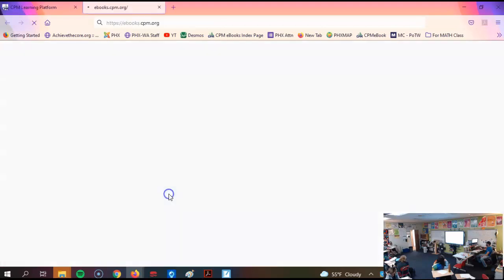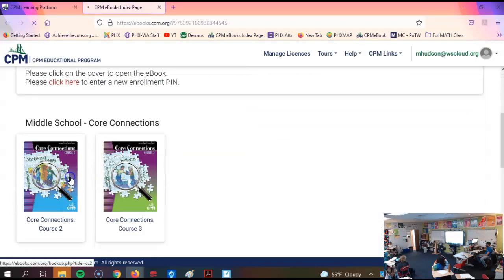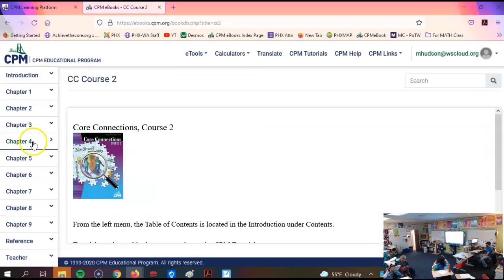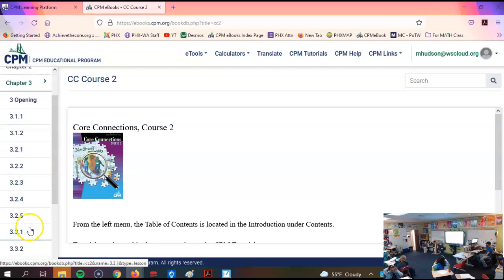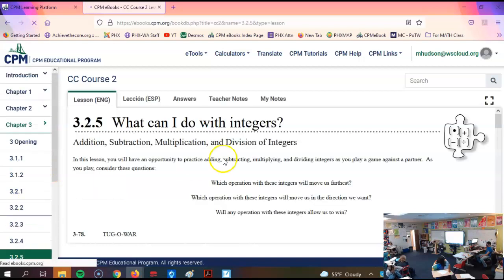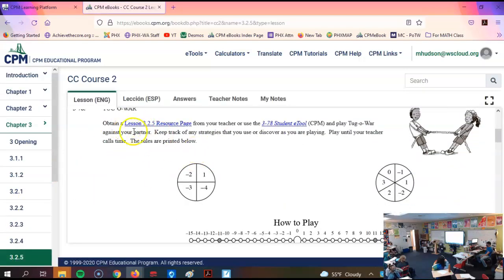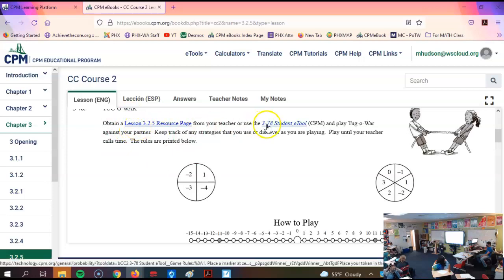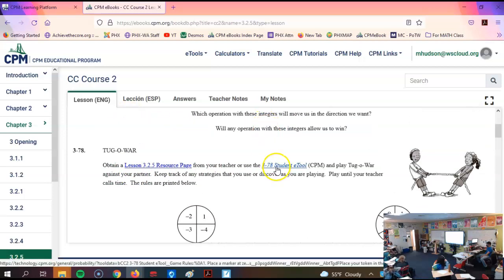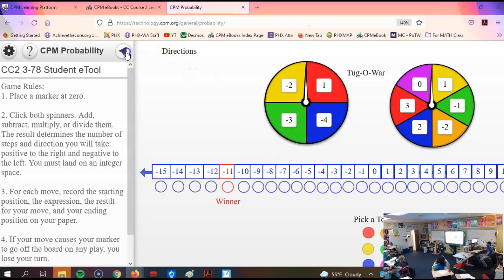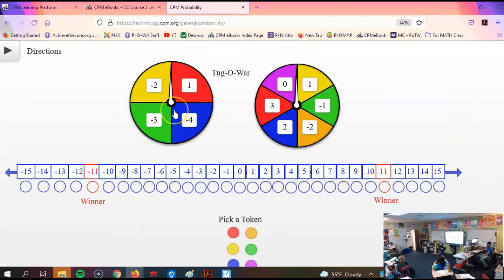You're going to go to your ebook. You're going to go to 325. You guys only have one book. You also probably have the Spanish version available. And in 325, in the tug of war problem, it says 378 student e-tool. It will look like this. Get there. Okay, do that now.